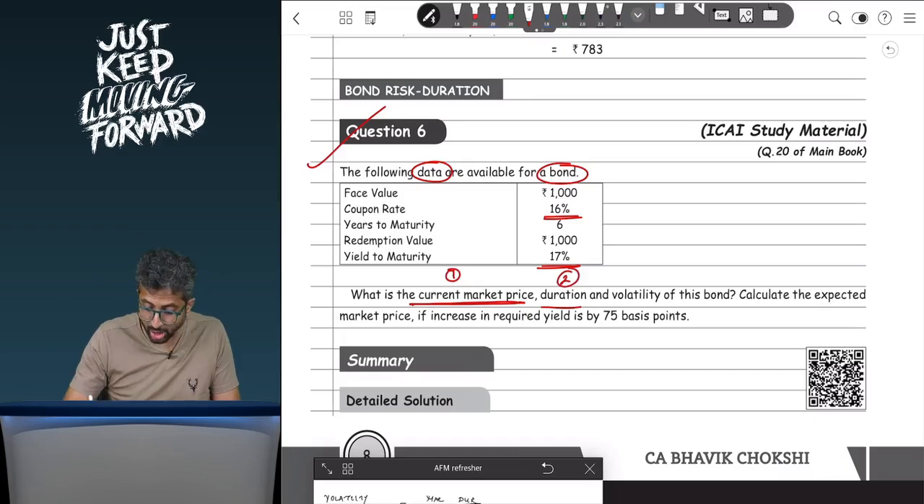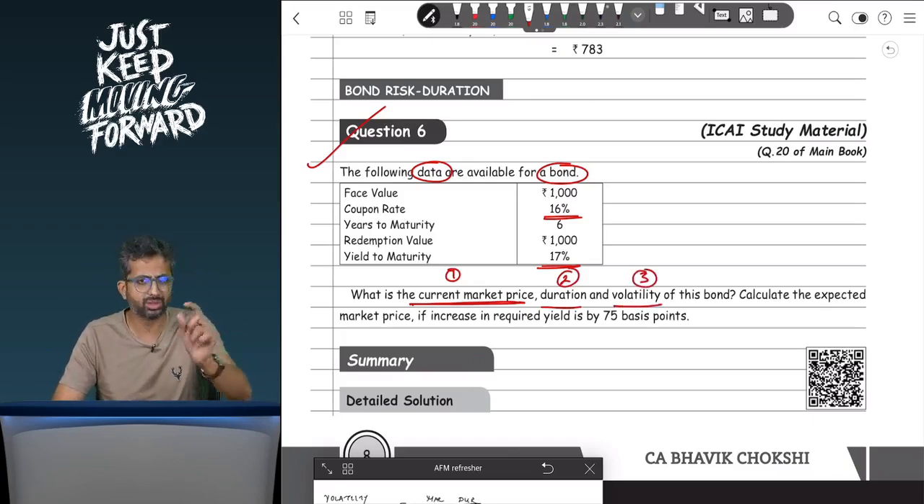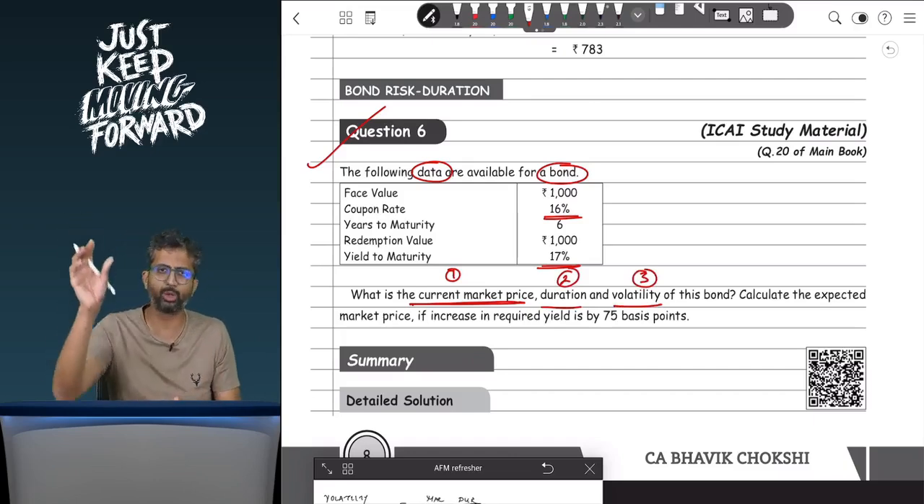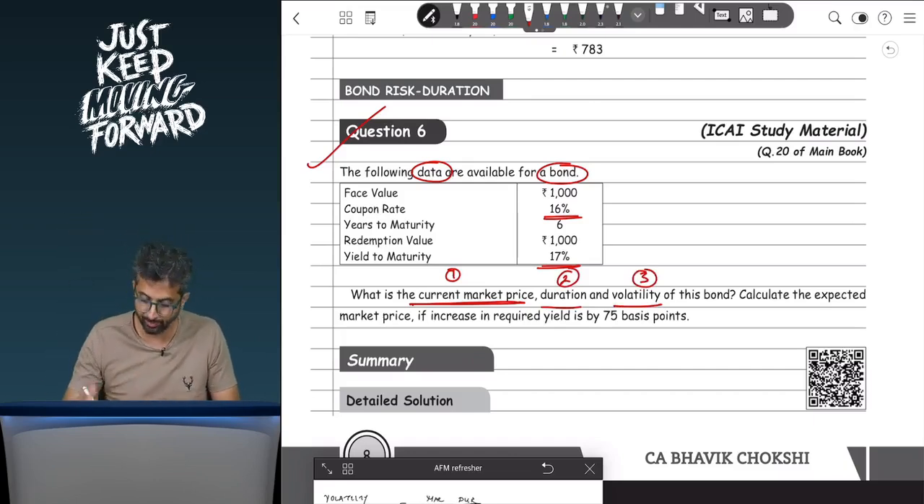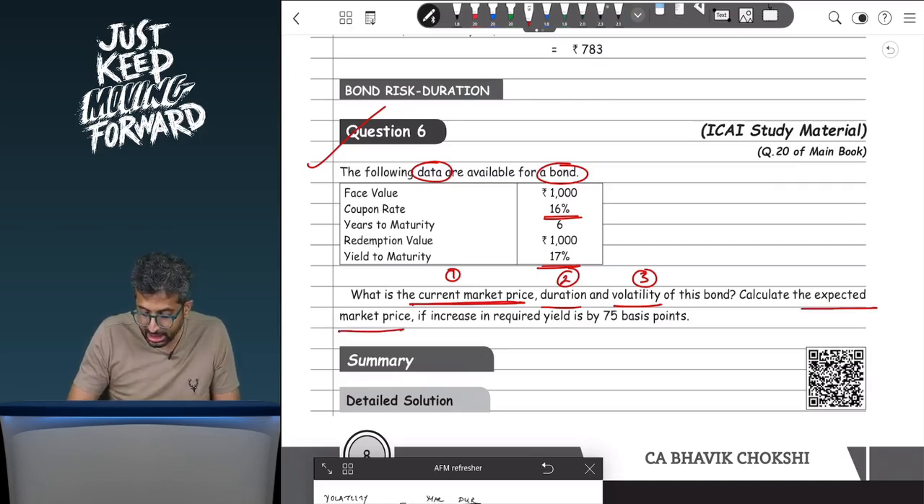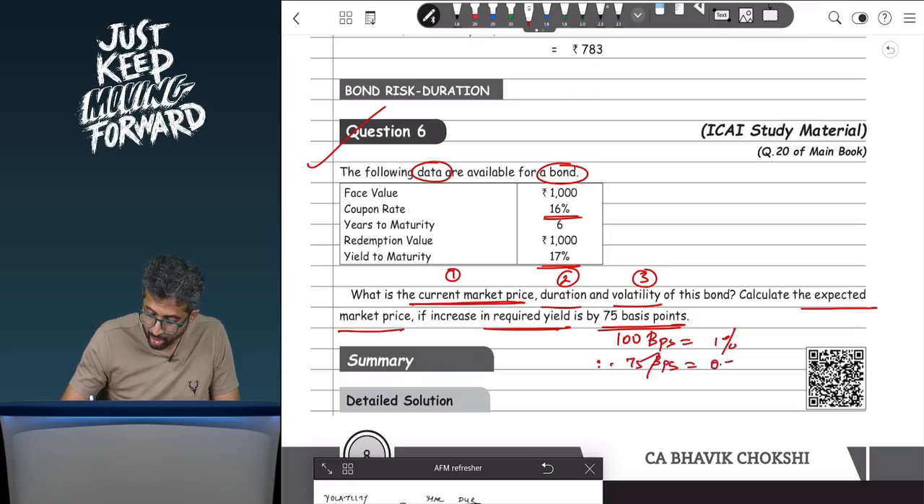Second, you are asked to calculate the duration. Third, you are asked to calculate the volatility. Volatility is that adjustment: Macaulay's duration upon 1 plus the existing YTM. Calculate the expected market price if the increase in required yield is by 75 basis points. Remember, 100 basis points equals 1%. Therefore, 75 basis points will be how much? 75 basis points will be 0.75 of a percent.